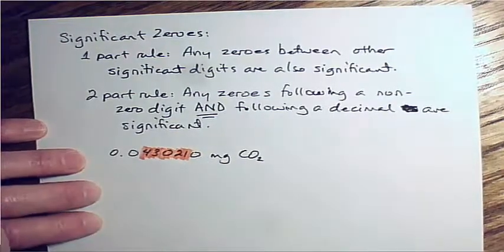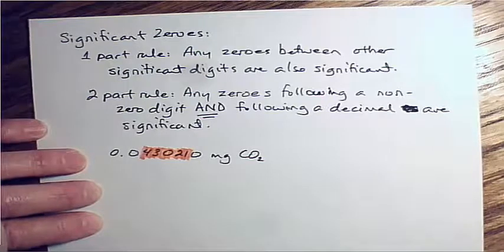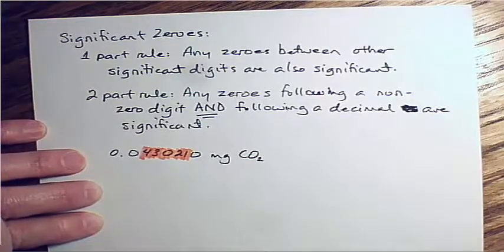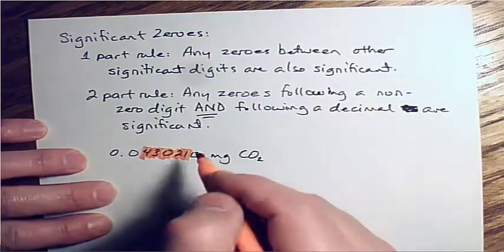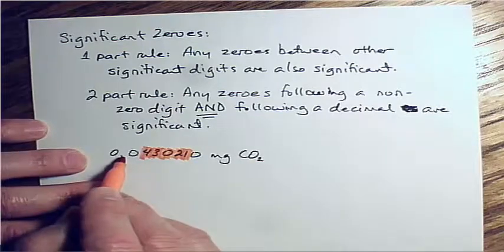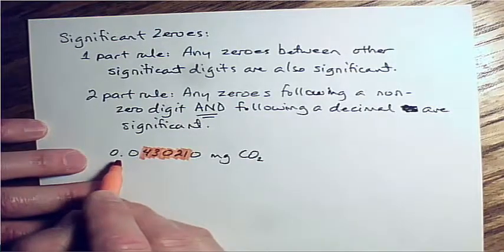The one between the 3 and the 2. So this 0 is significant. Okay. Then this two-part rule says any zeros following a non-zero digit and following a decimal are significant. Do we have any zeros in that category? The last one. This follows a non-zero digit and it follows a decimal place.